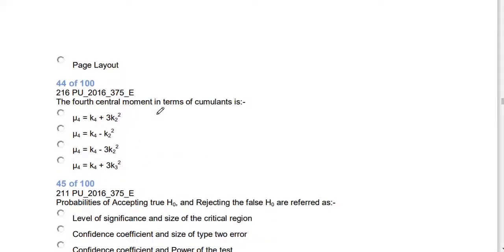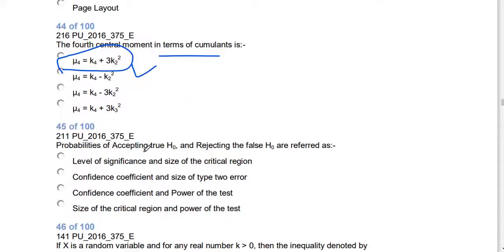The fourth central moment in terms of cumulants: mu 4 equals k4 plus 3 k2 square, I think this, k4 plus 3 k2 square. I think this you can refer. This is a standard result.